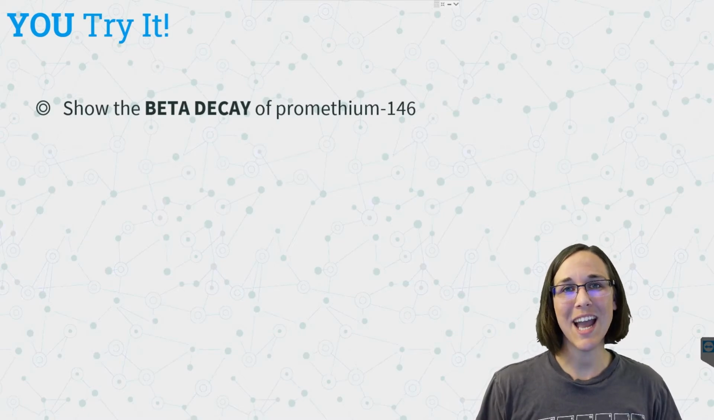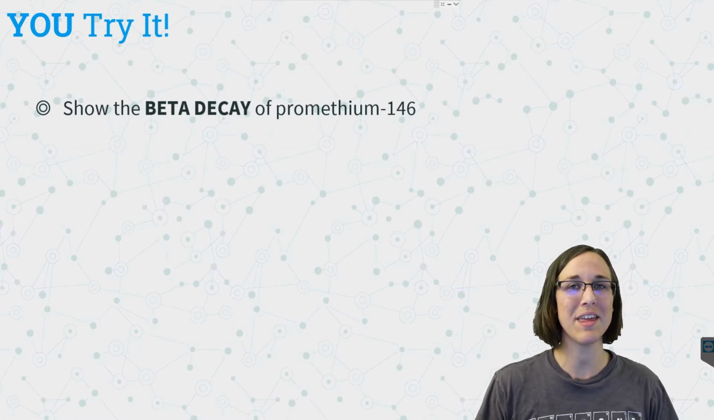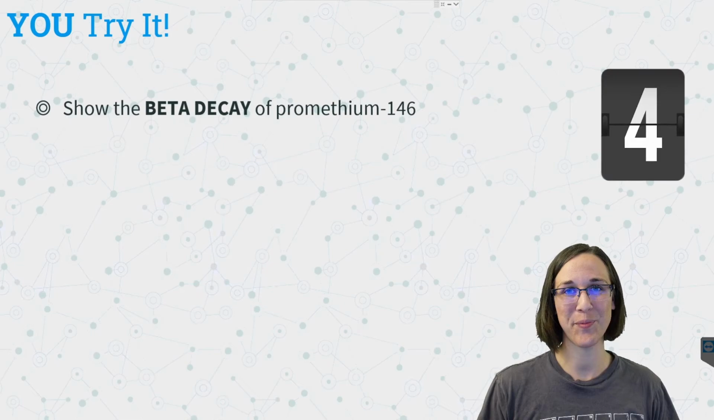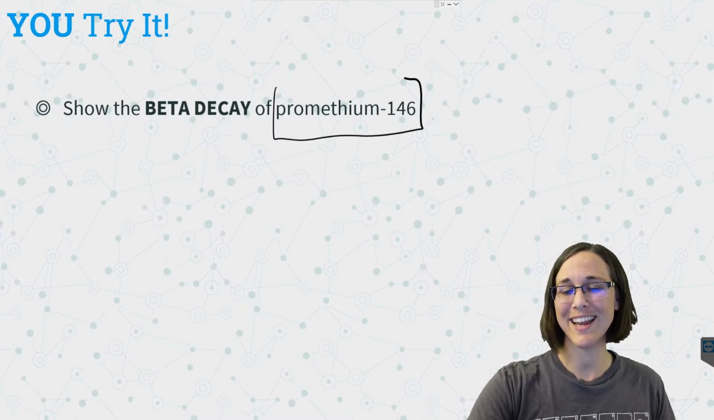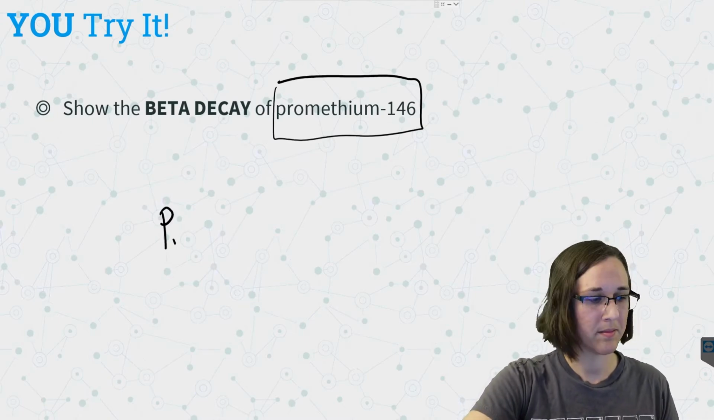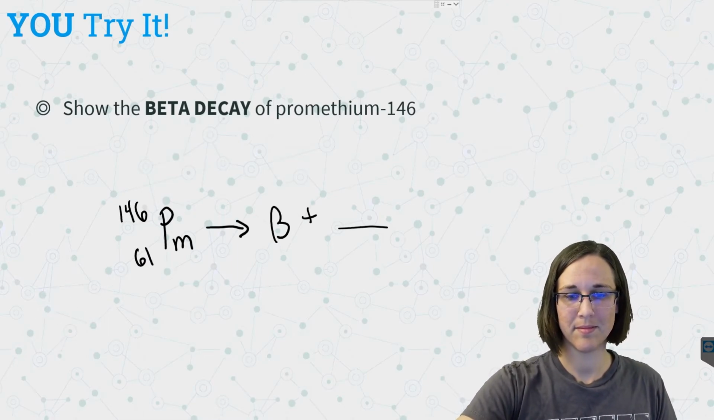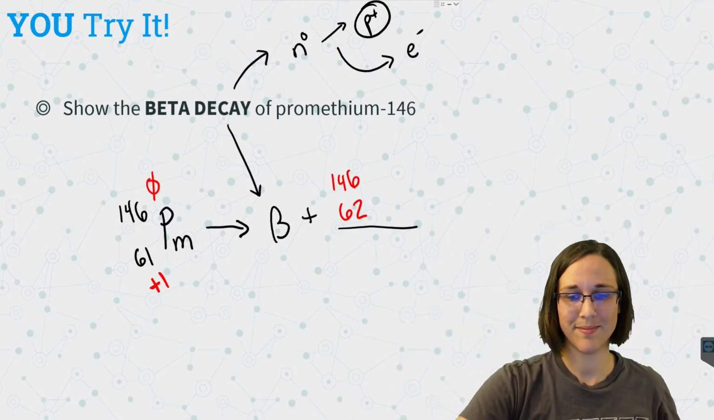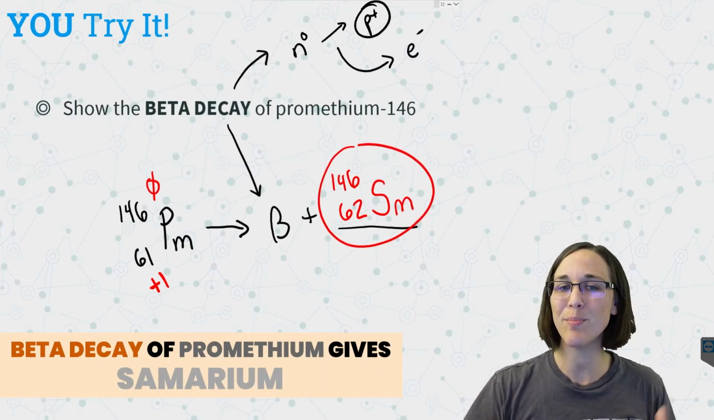Alright, let's take another stab at some practice. Go ahead and pause the video here and see if you can show the beta decay of promethium-146. Ready? Go! Let's see if you were able to figure out this notation and also apply beta decay. And there you have it. If promethium undergoes beta decay, you should end up with samarium.